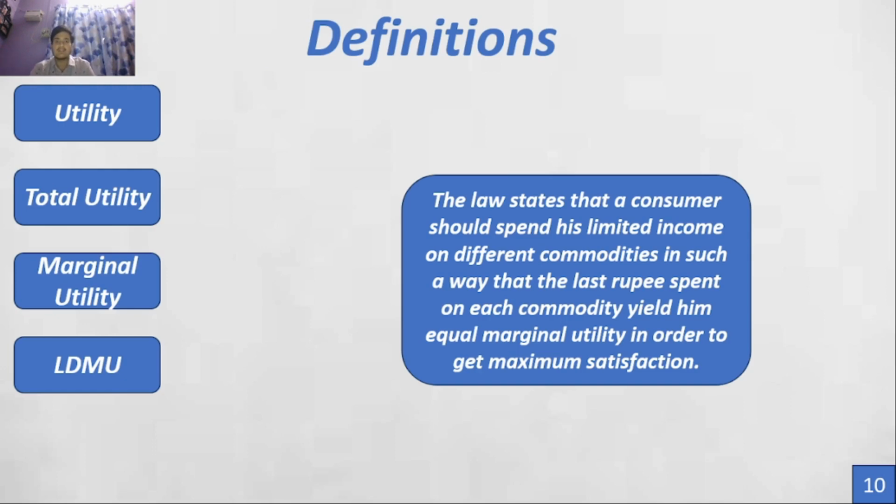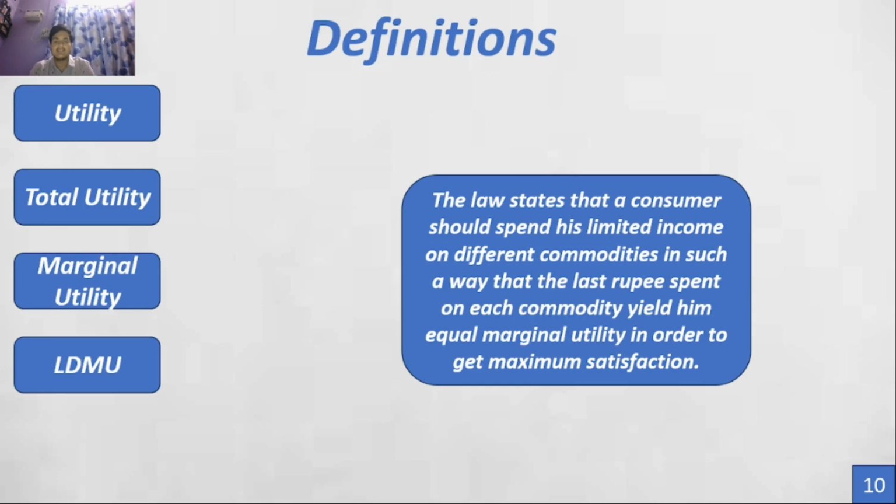Now let us see what is law of equi-marginal utility. This law states that a consumer should spend his limited income on different commodities in such a way that the last rupee spent on each commodity yields him equal marginal utility in order to get maximum satisfaction.